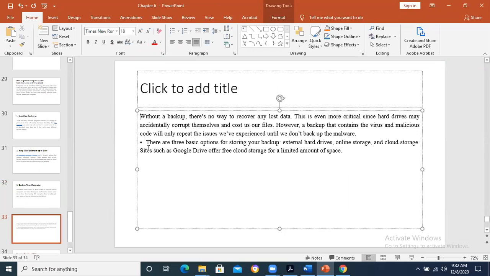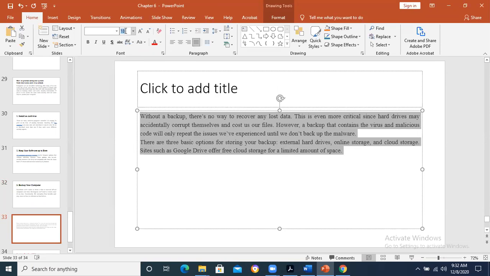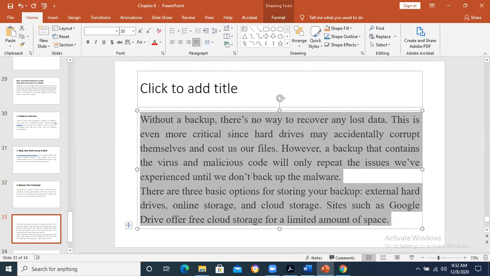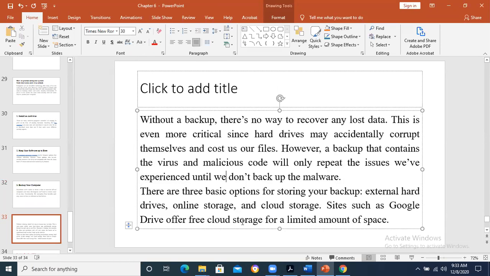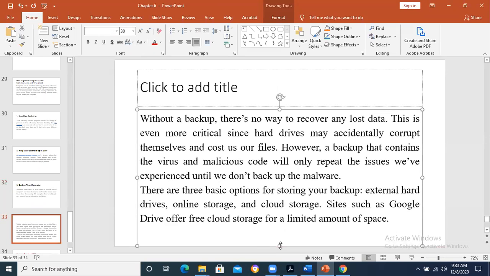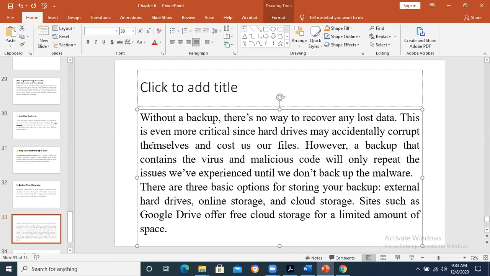Without backup, as I have told you, there is no way to recover the lost data. Without backup, you won't be able to recover your lost data. Of course, you need to have the backup for the safe side. There is no way to recover your data, but if you have the copy in your hard drive, in your removable USB or hard drive, or in DVD, you have written the important data, you made 3, 4, 5 DVDs, then in that situation, your personal data will be saved.